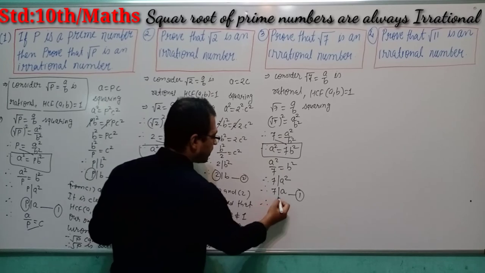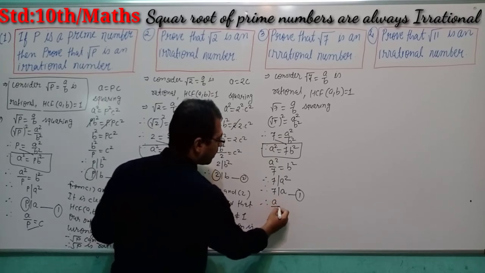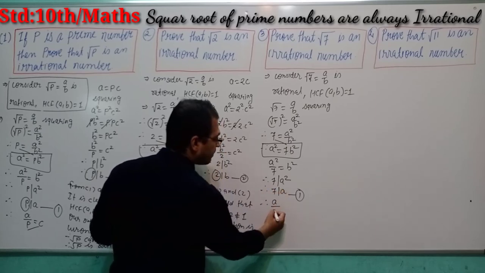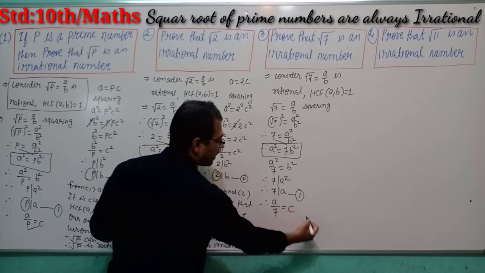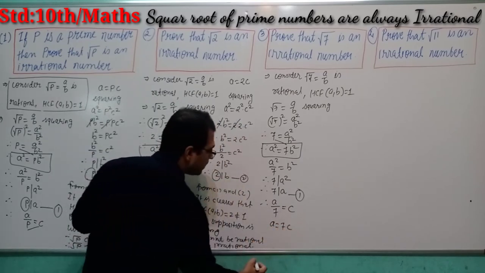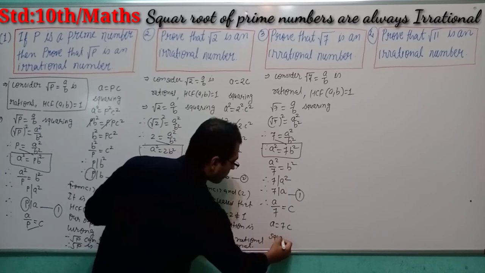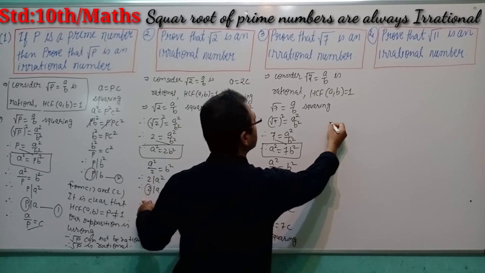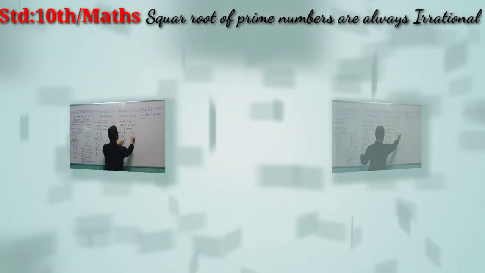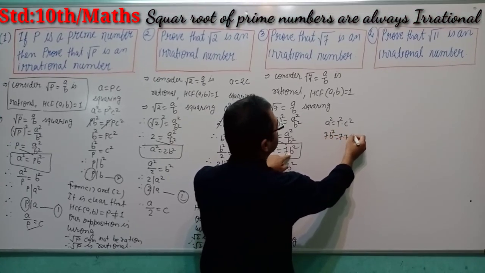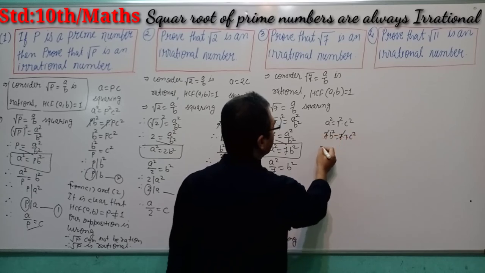So you can write these things what? 7 divides a, it means a is divisible by 7, you are getting another integer c, right? a is equal to 7c. So squaring, after squaring what you are getting? a square is equal to 7 square c square, and a square is 7 b square. So you can write 7 into 7 c square. So 7 and 7 cancelled out.